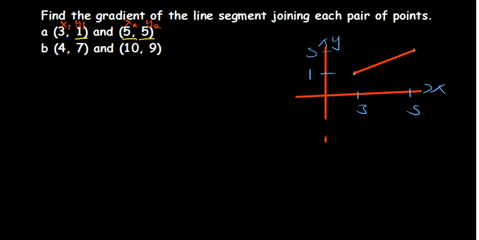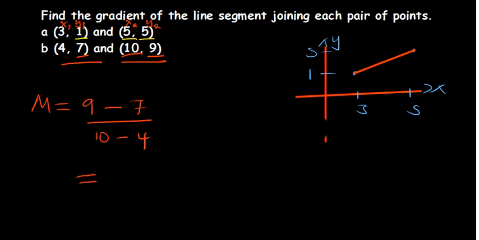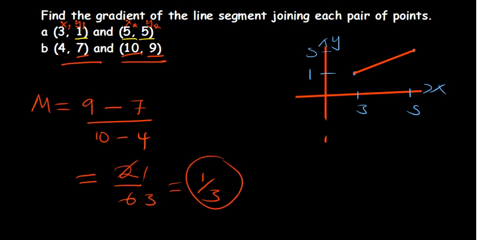We can look at another example. For B, feel free to pause the video and just try it out. I'll go direct. For y2 we have 9, for y1 we had 7, and for x we had 10 minus 4. 9 minus 7 is 2. 10 minus 4 is 6. So we have 2 over 6, which is 1 over 3. This is how simple it is to determine the gradient of a given line.